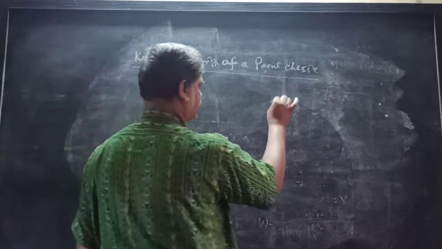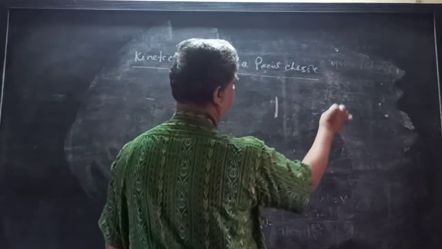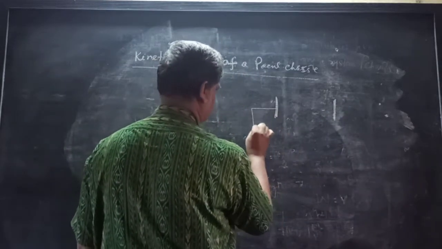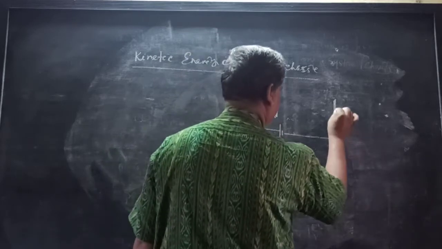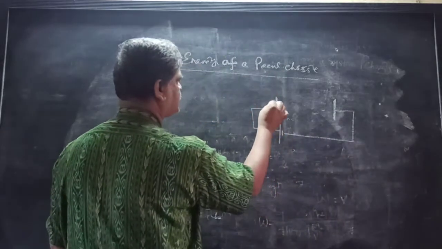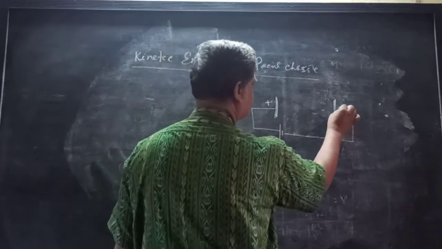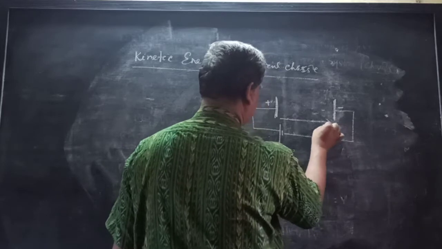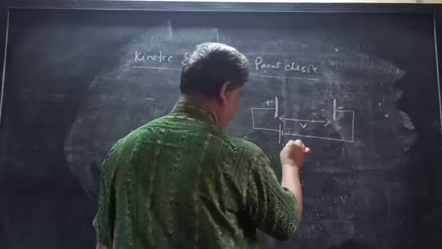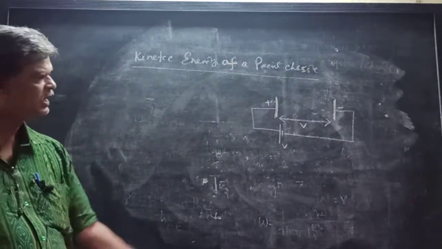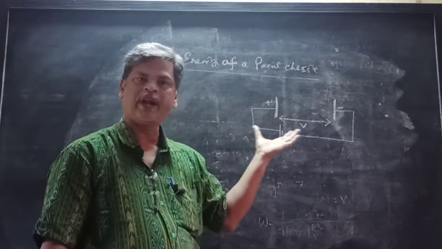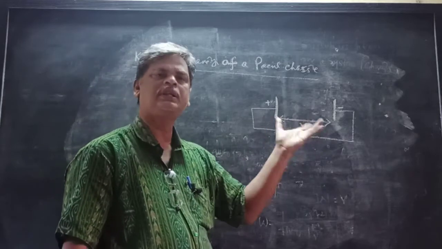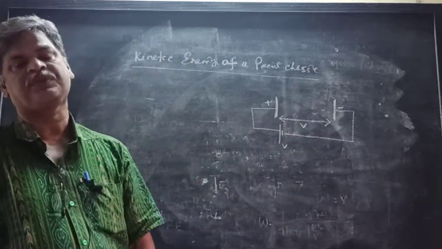Suppose we consider this is an electrode, this is another electrode. We connect a battery here, so this is the positive potential, this is the negative potential, and the potential difference between them, let it be V. This is the V potential difference, that is, the potential difference between the 2 electrodes, you can say 2 points, is V.